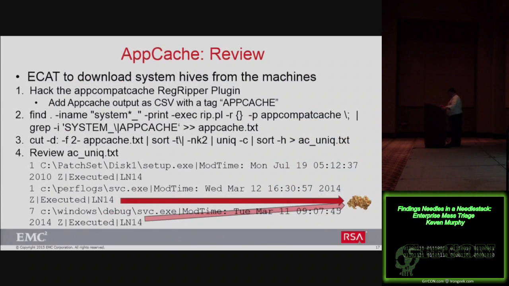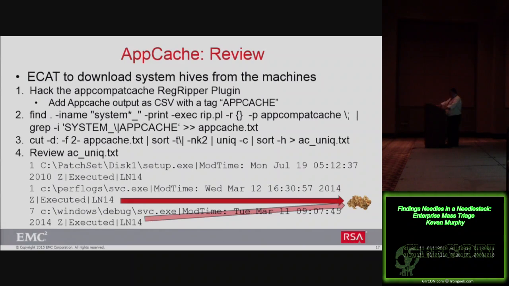App cache is kind of along the same way. I'm going to have ECAT download all the system hives. I'm going to run it through RegRipper. Now, one of the things I did with RegRipper is I made a small modification to the app cache plugin, and it's going to produce the output for the app cache in a CSV format like you see there at the bottom. From there, I'm going to do the same type of frequency analysis as I've been talking about, looking for low numbers, odd file names, and odd places.